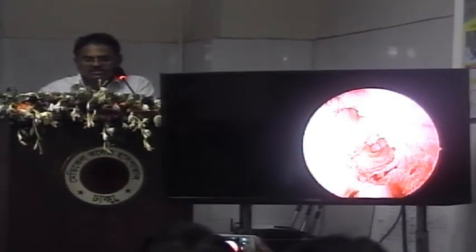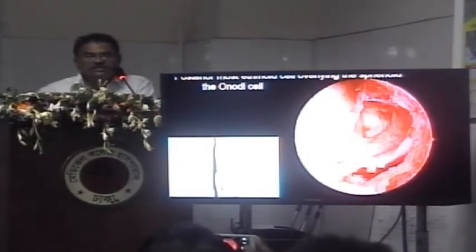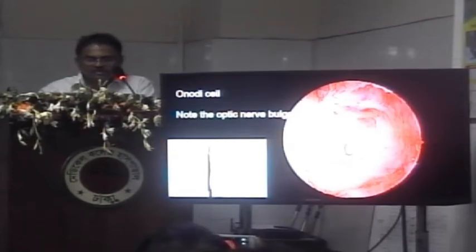Posterior ethmoids being dissected, then you will see the posterior ethmoidal cell or Onodi cell. This is a pyramidal shaped cell where the apex is directed medially, and you can see the optic nerve here. Okay, this is the optic nerve, this is the Onodi cell, and here is the optic nerve, and this is most probably the posterior ethmoidal artery.